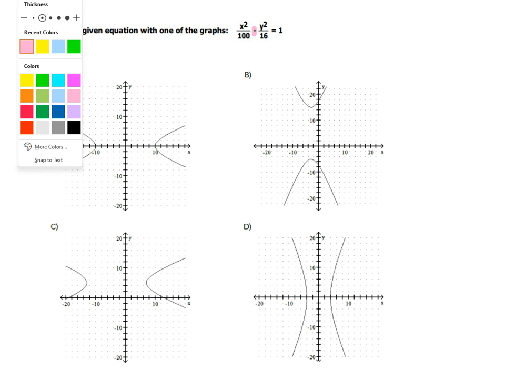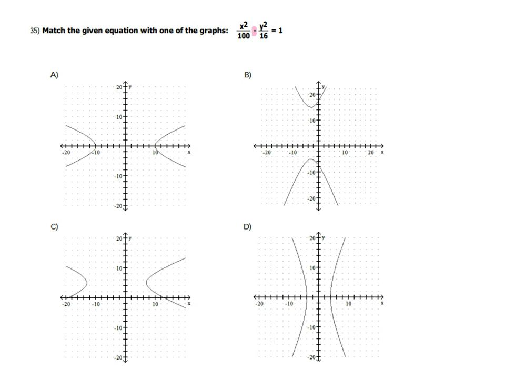It starts with the x squared. So that means that the hyperbola has to cross the x-axis, okay? And also, well, let's just start with that. Based on that, I can eliminate choice B, but A, C, and D all look like that.